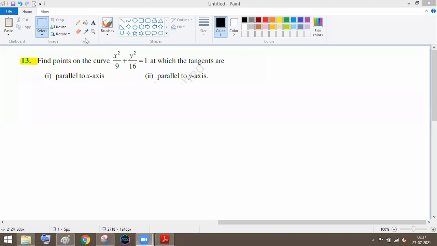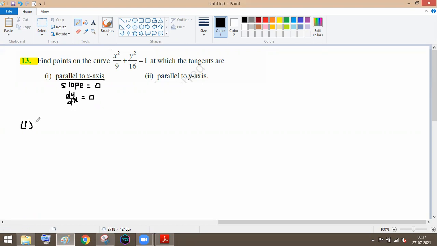Look at question number 13. Find points on the curve given, at which the tangents are parallel to the x-axis. If the tangents are parallel to the x-axis, it means what? What is the slope? Slope is 0. Yes, slope is 0. It means that dy by dx at a given point should be equal to 0.